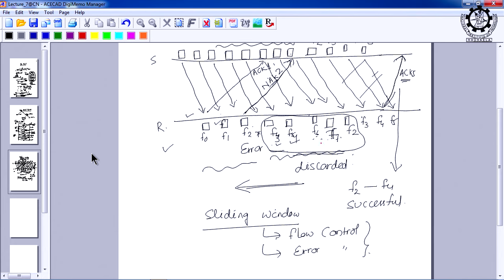So, there could be one solution: let the receiver have a provision for buffering all the frames that are coming successfully to it. Keeping that solution in mind, the next version of the error control protocol that has come is the selective repeat protocol.